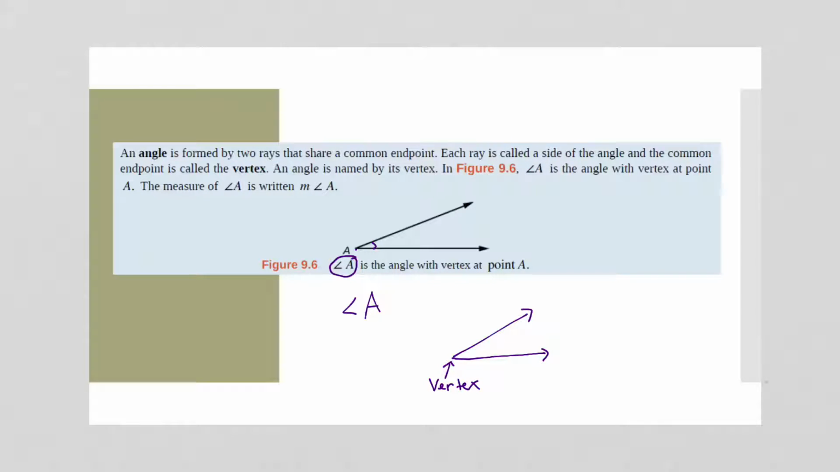Now the plural form of vertex, if you're talking about more than one vertex, is vertices. Like I just said, the plural form is vertices. Vertexes, by the way, is not really a word. So vertex or vertices.